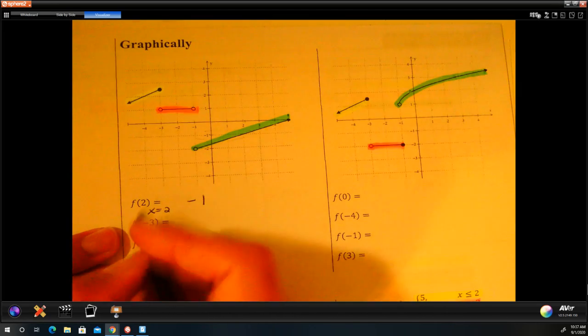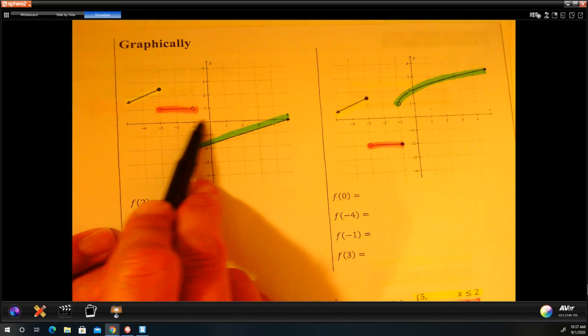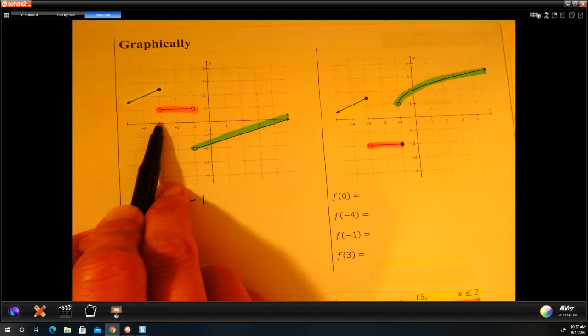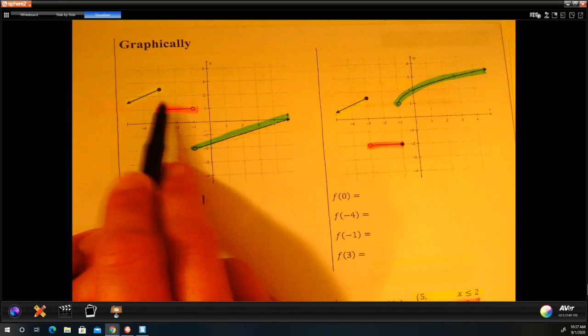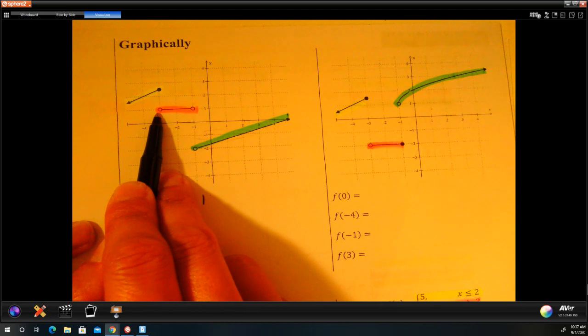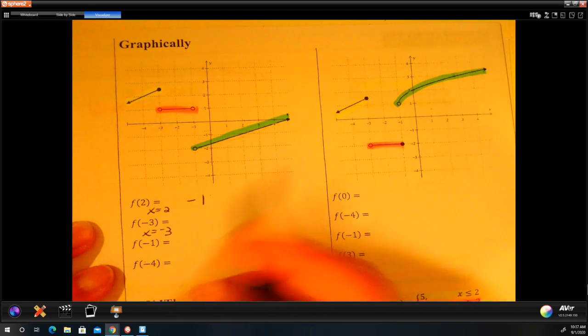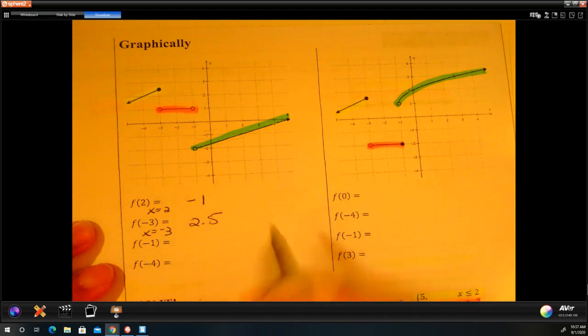F of -3. X is -3. So when x is -3, this is my x-axis, I look and I can see this piece and this piece. Well, this piece is open, so I do not include that one. So it's actually going to be right here. So I'm going to estimate that to be about 2.5.